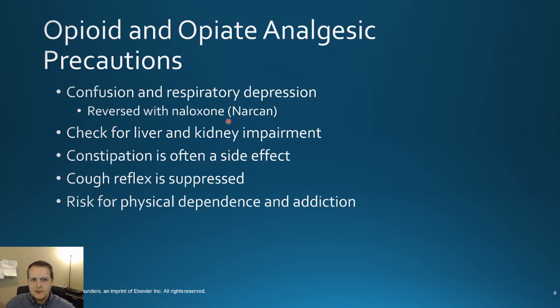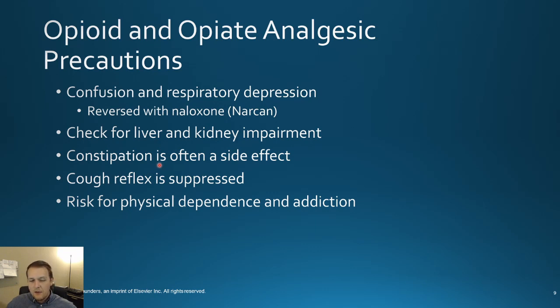This is the reversal agent. It's good to know for purposes of anyone who is prescribed an opioid. They should know what the rescue medication is going to be for that. Also be careful if they have liver or kidney impairment, because they may not be able to clear the opioids effectively, and that can lead to more issues of respiratory depression and CNS depression. And as I mentioned, constipation is often going to be the most common side effect you're going to see with that.